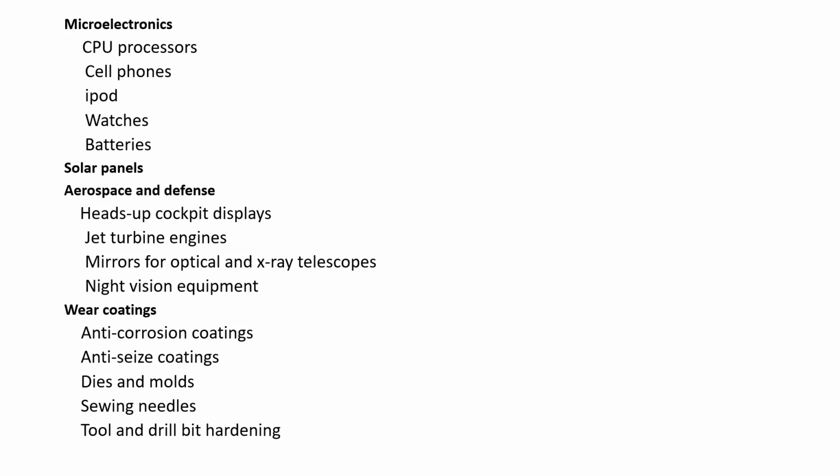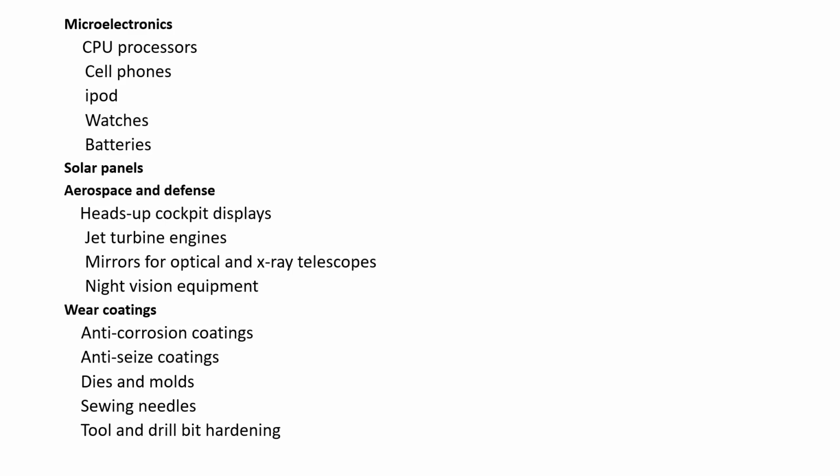Microelectronics: CPU processors, cell phones, iPods, watches, batteries. In all these microelectronics, thin films are deposited to protect them. Solar panels, aerospace and defense, heads-up cockpit displays, jet turbine engines, mirrors for optical and X-ray telescopes, night vision equipment. Wear coatings, anti-corrosion coatings, anti-seize coatings, dies and molds, sewing needles, tool and drill bit hardening.